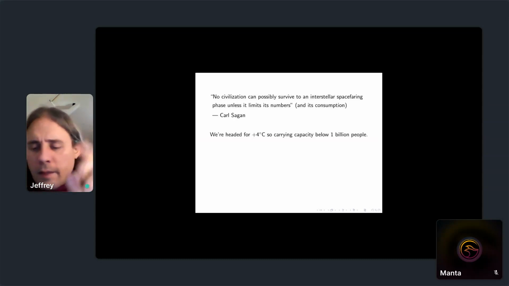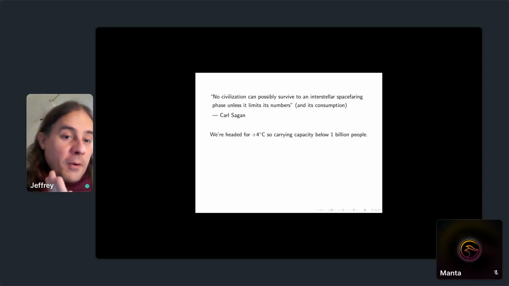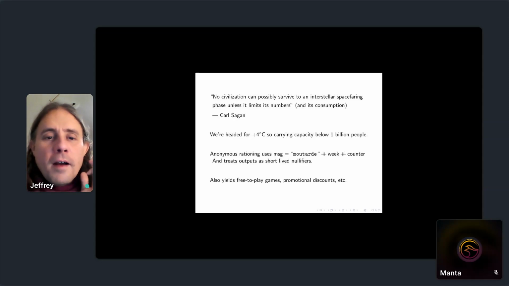So I'll say this. First of all, we're going to need rationing systems. This isn't really a question, because the world has a number of problems, as discussed on this slide. But we had a mustard shortage in France this summer.